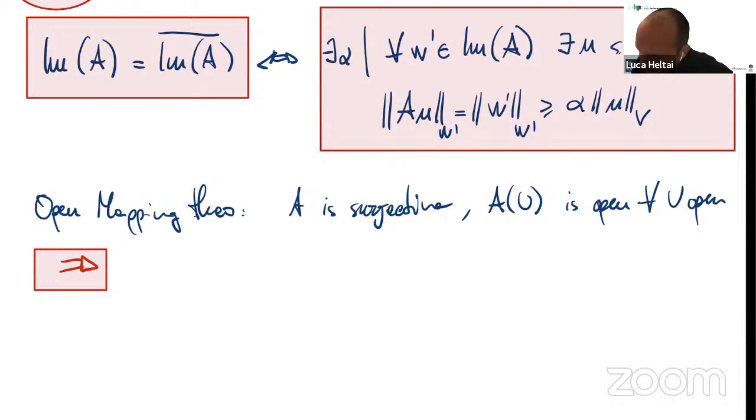So if you have a function which is surjective, then the map itself maps open sets to open sets. So for example, in the case that we had before, when you had A, which is the identity interpreted between H1 and L2, it maps H10, which is a closed space, a Banach space with the norm in H1, because it's complete. It maps H10 into H10 as a subset of L2 measured with the L2 norm, and that's not a closed set. We just proved that.